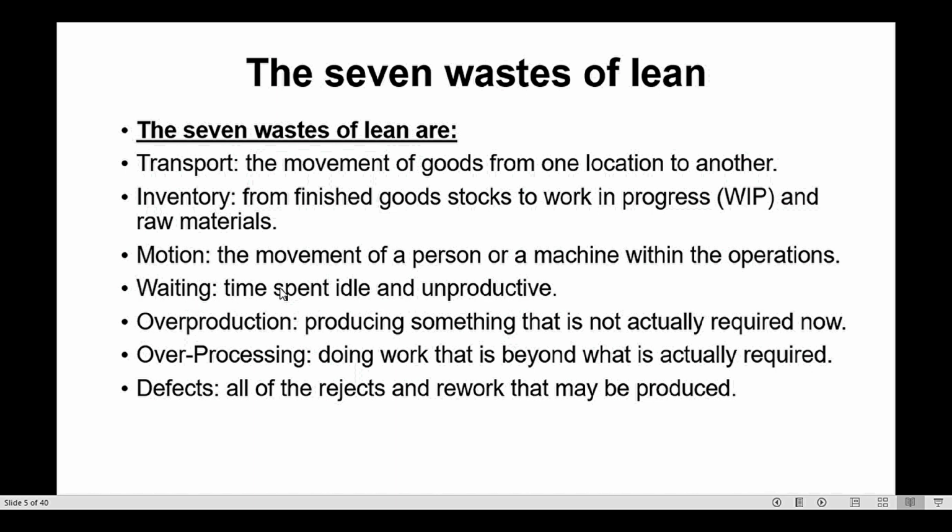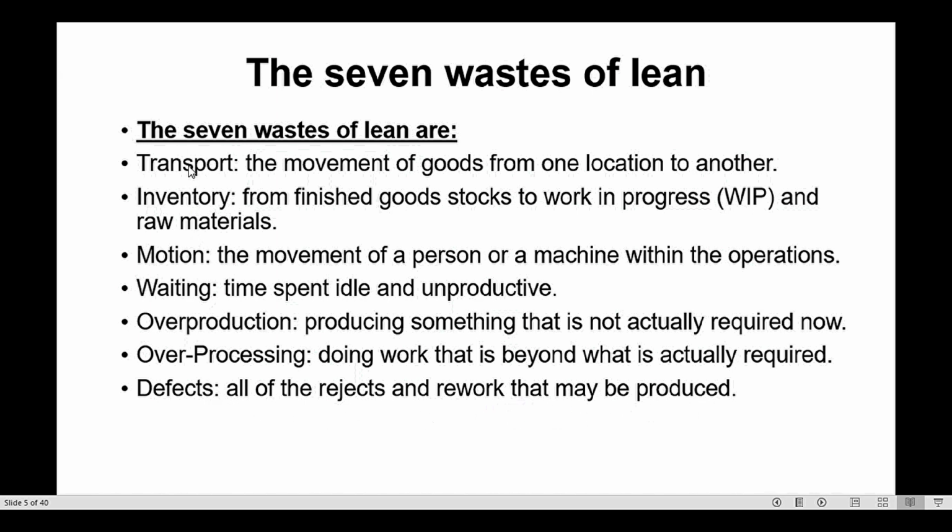In our normal life we wait for somebody, and this is also waiting, which is a waste in the form of lean manufacturing. Overproduction is also a waste: producing something that is not actually required now. Over processing: doing work beyond what is actually required is a waste. Defects: all the rejects and rework that may be produced are declared a waste.